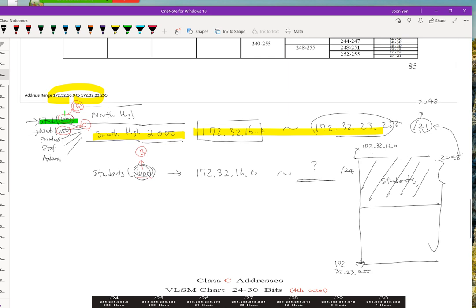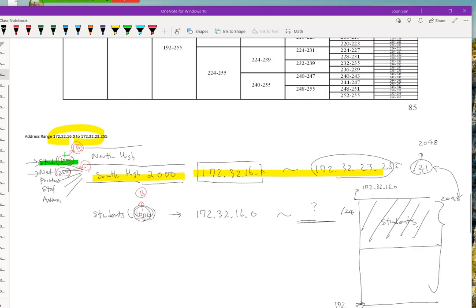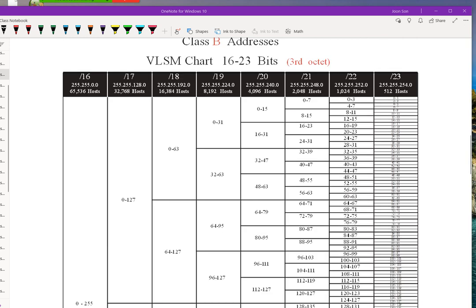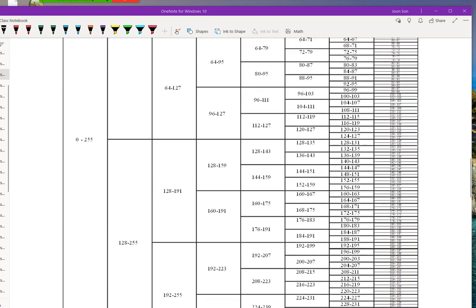I give you 1 minute to think about this. I'm going to pause my recording. Sorry, I made a mistake. It's /22. Thanks for the correction. So it's /22. I'll give you 1 minute. Okay, any volunteer?